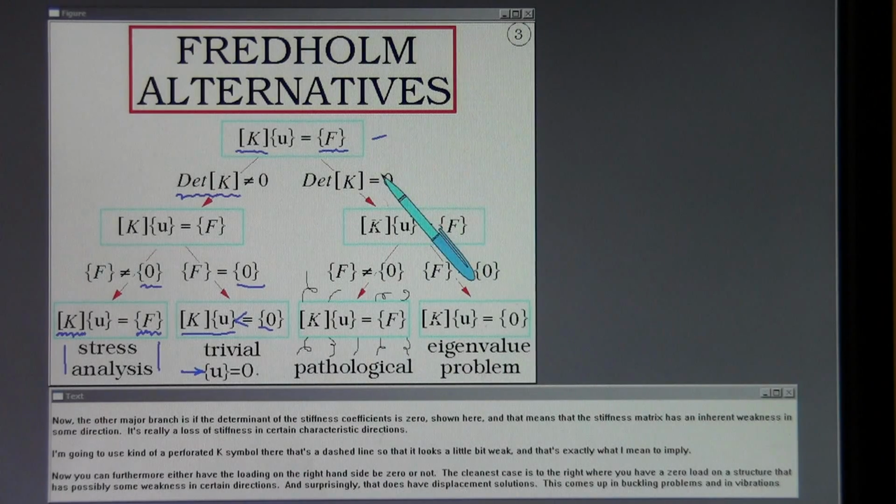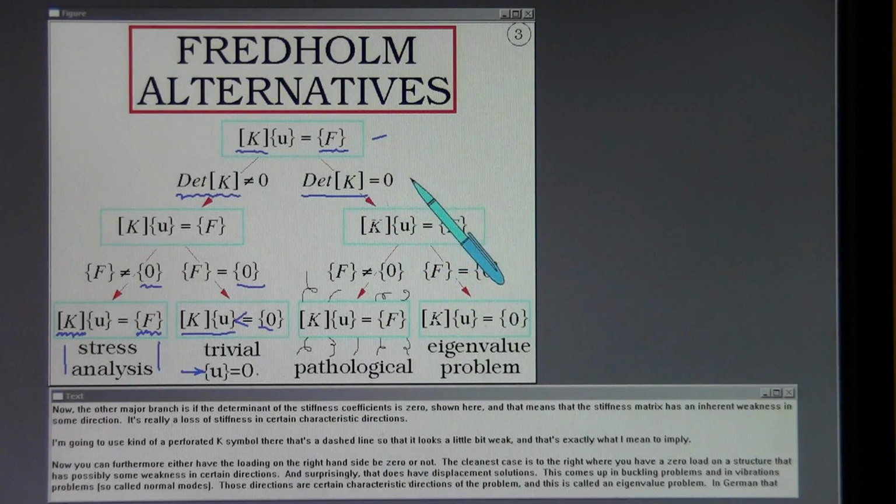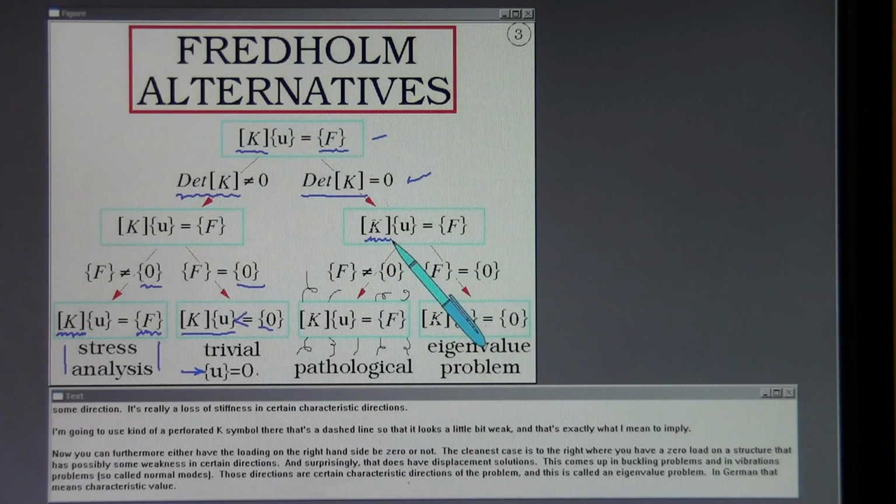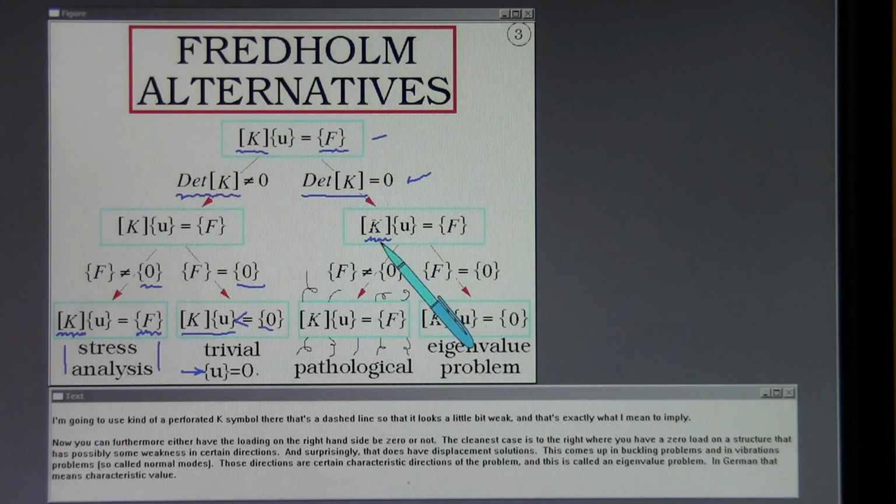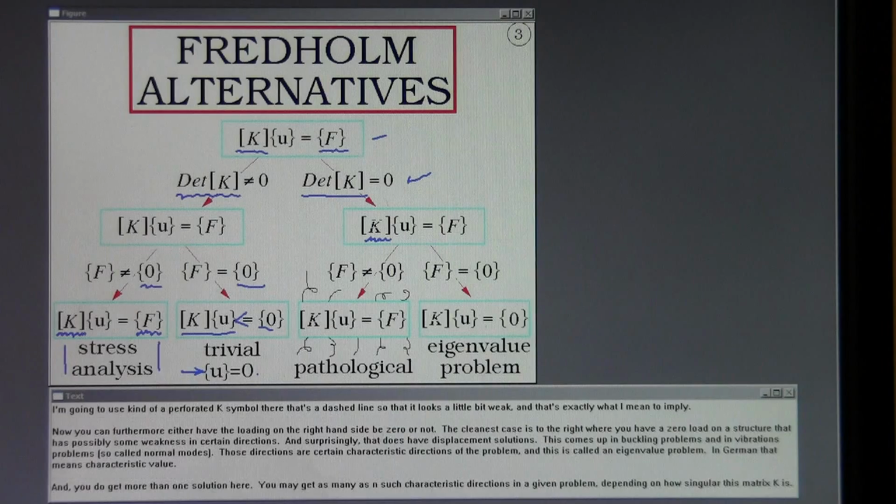Now, the other major branch is if the determinant of the stiffness coefficients is 0, shown here, and that means that the stiffness matrix has an inherent weakness in some direction. It's really a loss of stiffness in certain characteristic directions. I'm going to use a kind of a perforated K symbol there that's dashed lines so that it looks a little bit weak, and that's exactly what I mean to imply. Now you can furthermore either have the loading on the right hand side be 0 or not.